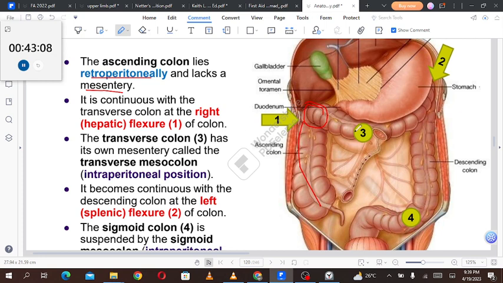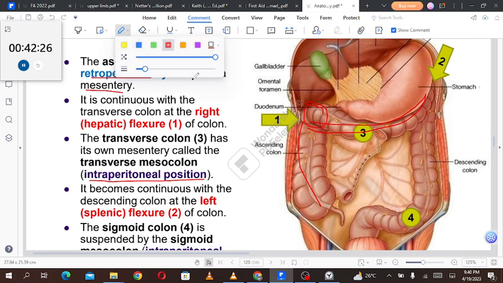The transverse colon is over here. This transverse colon has its own mesentery called the transverse mesocolon, and it is in an intraperitoneal position. So the transverse colon is an intraperitoneal structure. Let me make it yellow. The greater omentum that is present on the greater curvature of the stomach moves downward, and then it reflects upwards and covers the transverse colon. That is why the transverse colon is intraperitoneal, because the reflection of the greater omentum is covering it, and that part is called the gastrocolic ligament, between the stomach and the colon. So that is also present. It's not mentioned here, but remember that.